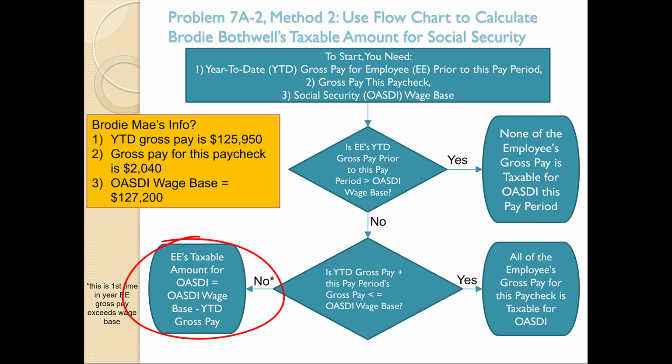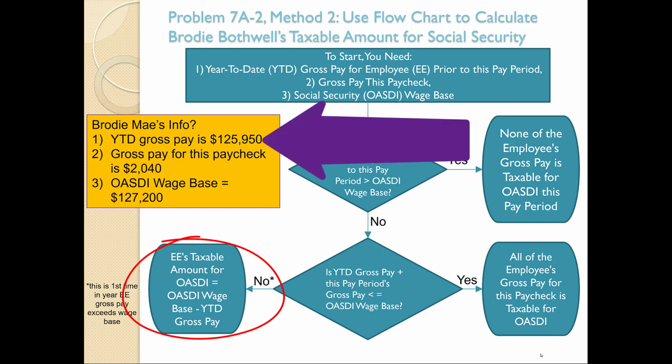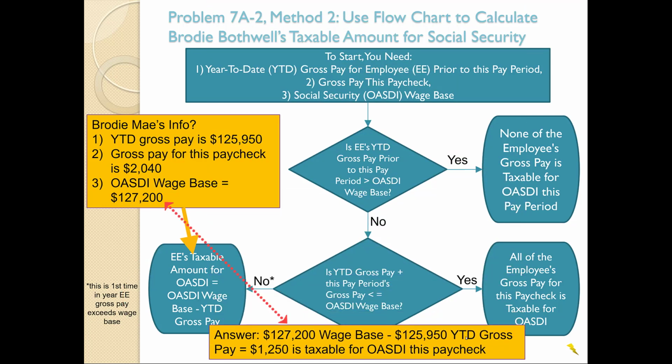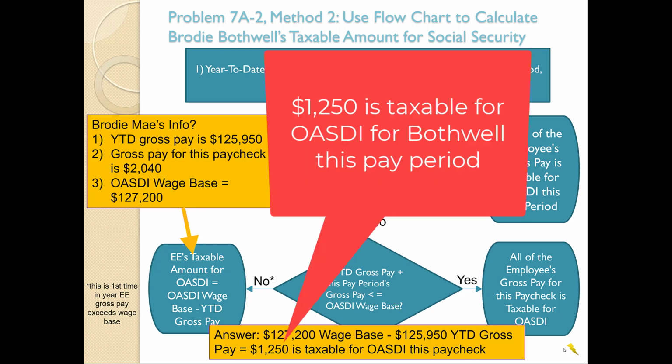OASDI wage base, 127,200, minus the year-to-date gross pay prior to this paycheck, which is 125,950. So the answer is you take 127,200 wage base minus 125,950 year-to-date gross pay prior to this paycheck, which means that $1,250 is taxable for OASDI for Brody for this paycheck.